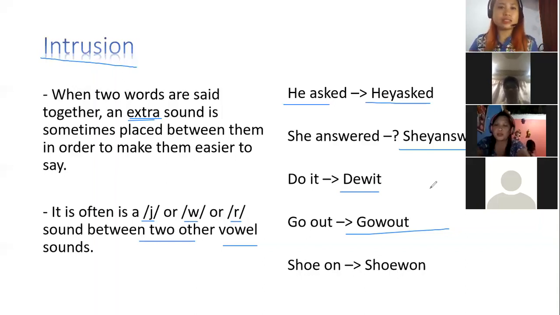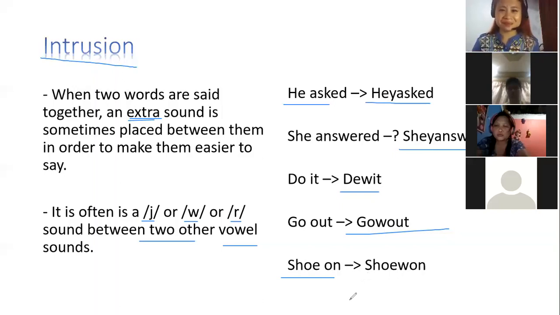As you will notice, there is a wa sound in between go and out. Go out. Go on. And shoe on. It's not shoe on, right? Okay, Barbara, shoe on.